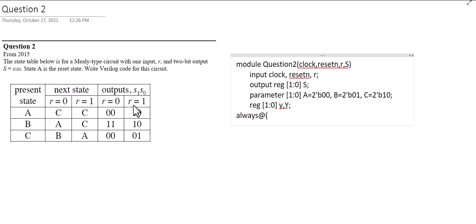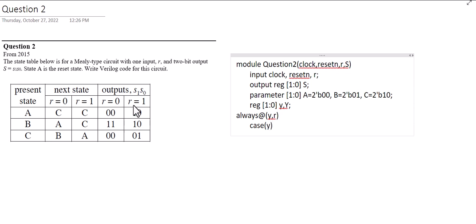Our current state changes when we do that next always block at the bottom, at the edge of the clock or at the reset, or when the input changes. So if the input changes, it recalculates the states. It doesn't change the states, though, until you get to the positive edge of the clock. So always at y, comma, r. If one of these changes, then you're going to recalculate the states. Okay, so now we want to look at a case statement.